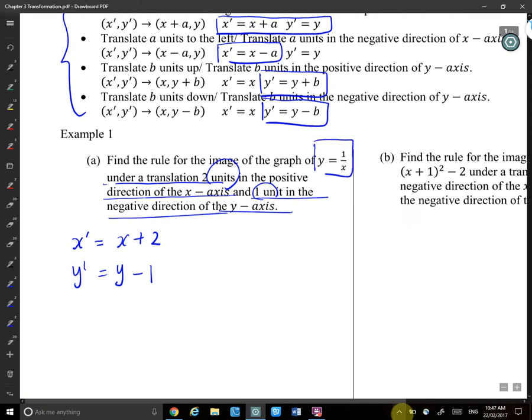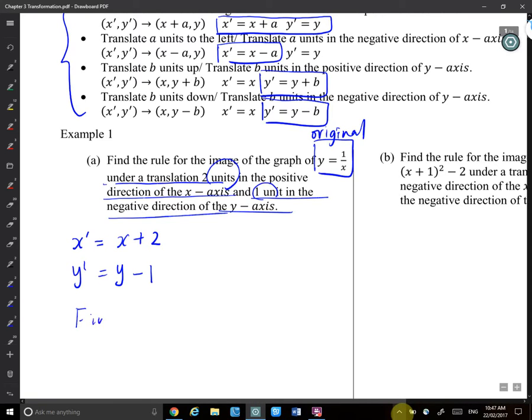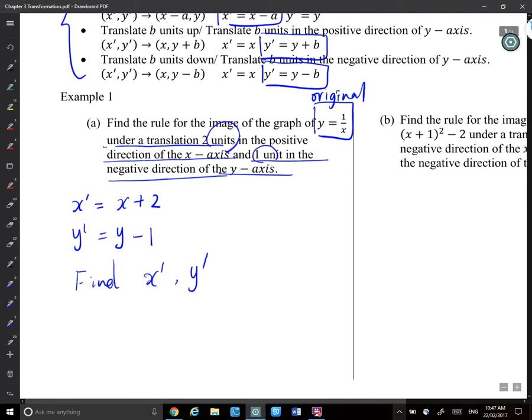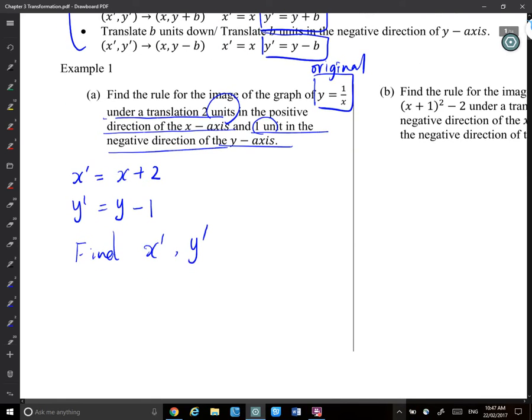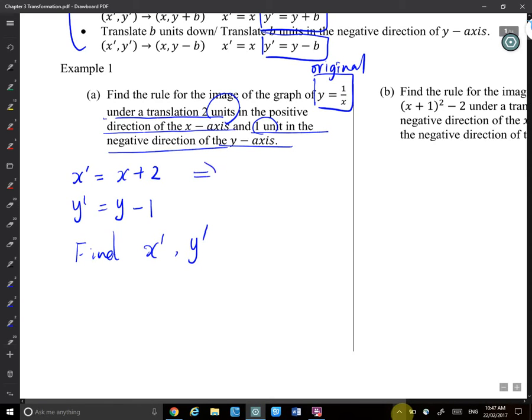And remember, this function is the original function. The original function is in terms of x and y, not x dash, y dash. And now what you're trying to find is x dash and y dash. So you will make x and y the subject in terms of x dash and y dash, and substitute back to have a function including x dash and y dash. So therefore, x will give you x dash subtract 2 and y will equal y dash plus 1. Let's sub these into y equals 1 on x.